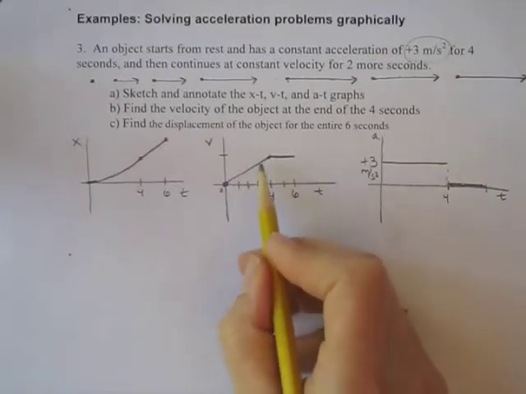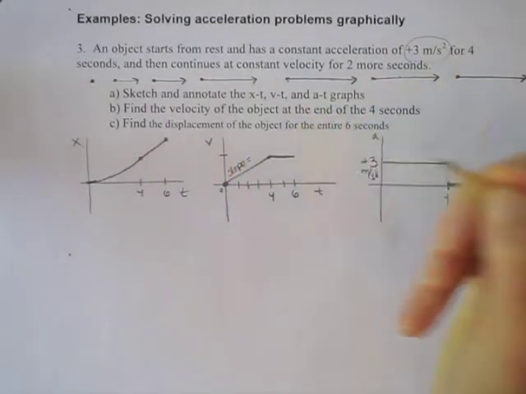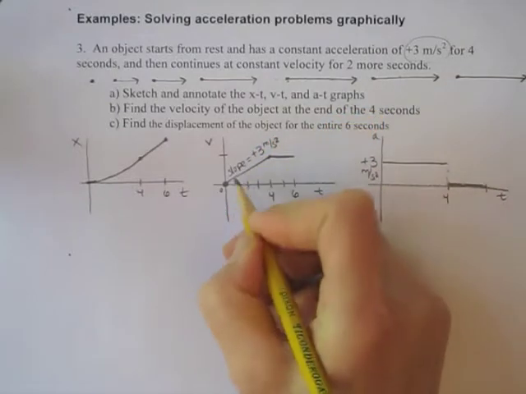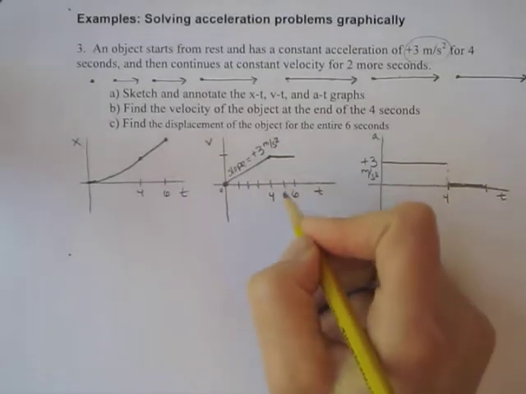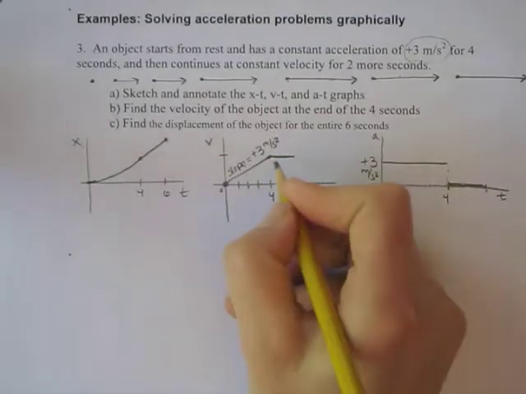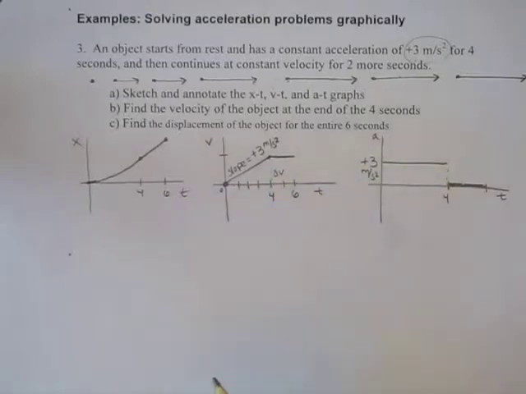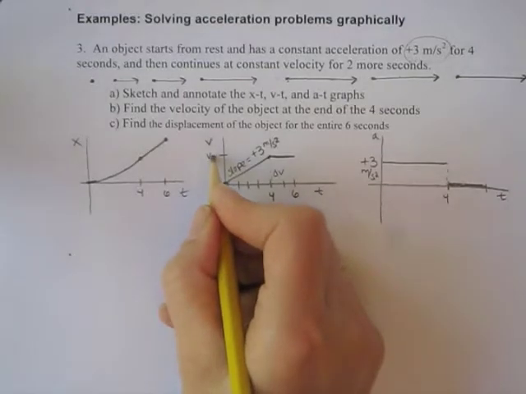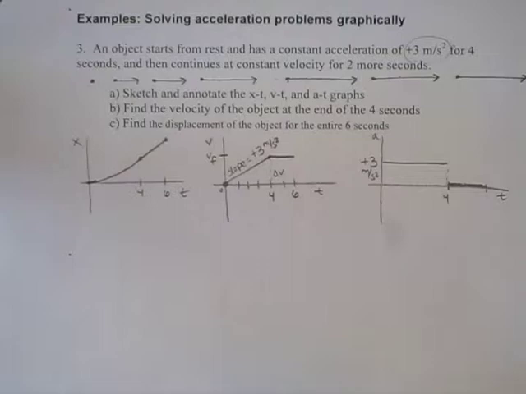And what else can I label on this graph? I know the slope is the acceleration, so the slope must be 3 meters per second squared for this first section. The area under here would be the displacement, and this height here would be delta v, the change in velocity, and we don't know the value of this final velocity at the 4 seconds.